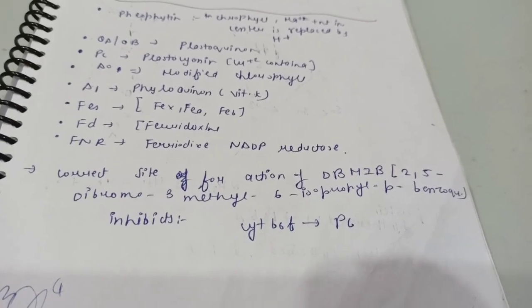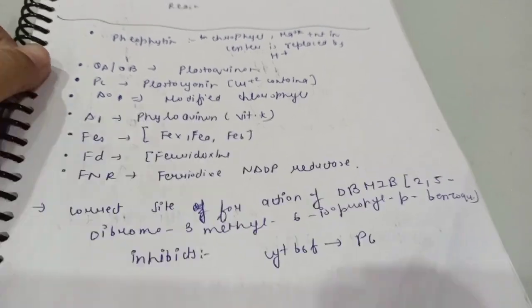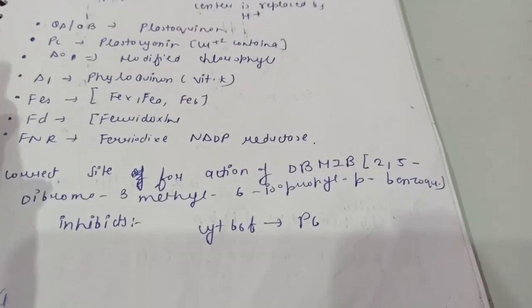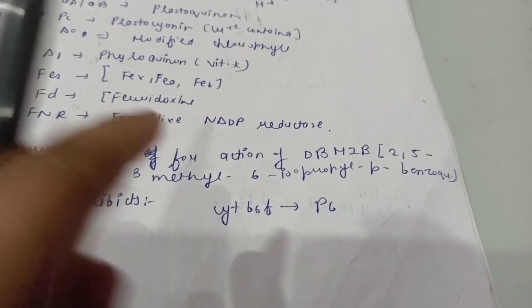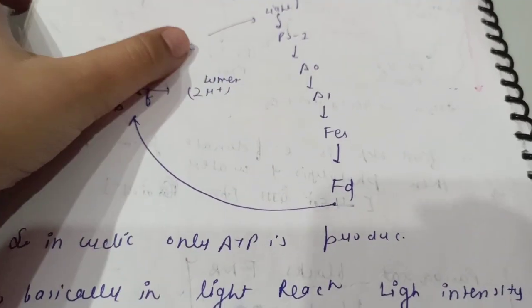The first one is paraquat. The second one is DCMU, and the third one is 2,5-dibromo 3-methyl 6-isopropyl p-benzoquinone. It blocks the cytochrome b6f complex. Okay, it blocks this pathway, this cytochrome b6f complex.